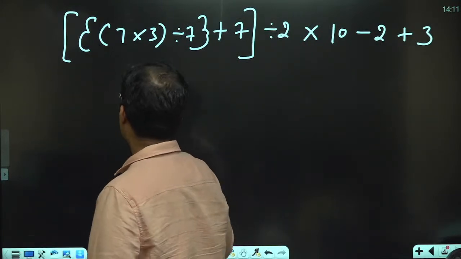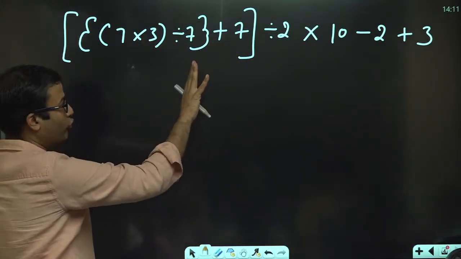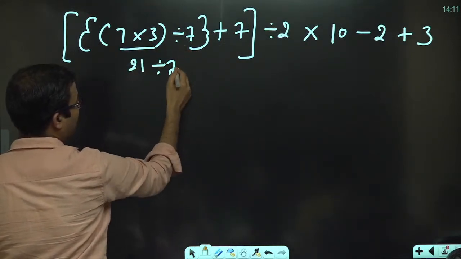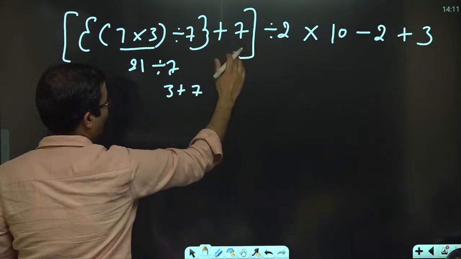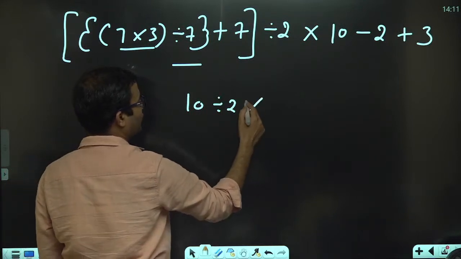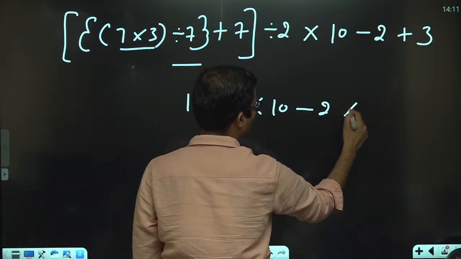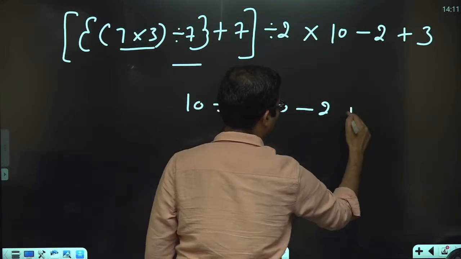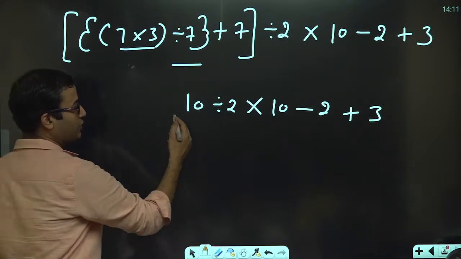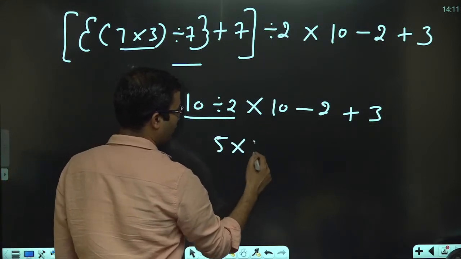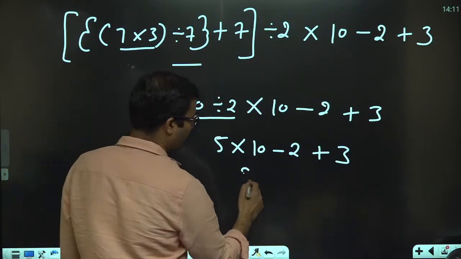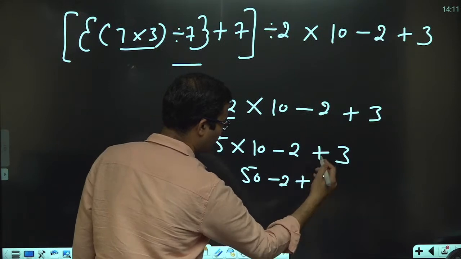Let us see. First this bracket overall. So here this is 7 into 3, 21. Then curly bracket 3 plus 7. So overall you get 10. So this entire bracket gives you 10 divided by 2 multiply with 10 minus 2 plus 3. So then BODMAS, D means division. First you have to do this division, 5 into 10 minus 2 plus 3. So what are you getting? 50 minus 2 plus 3.